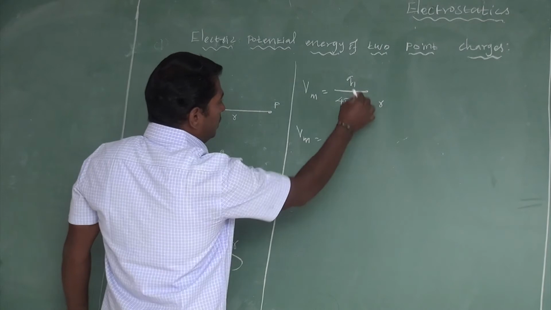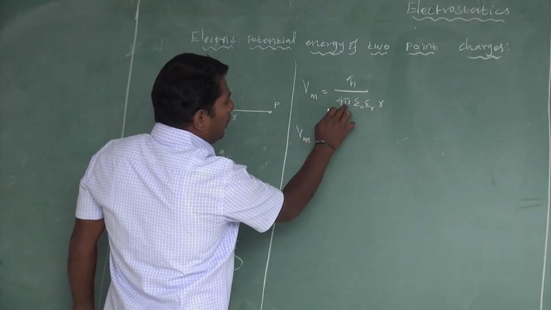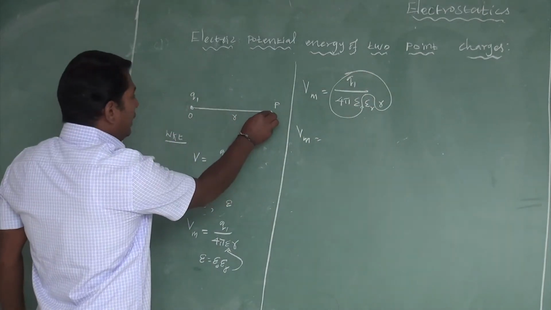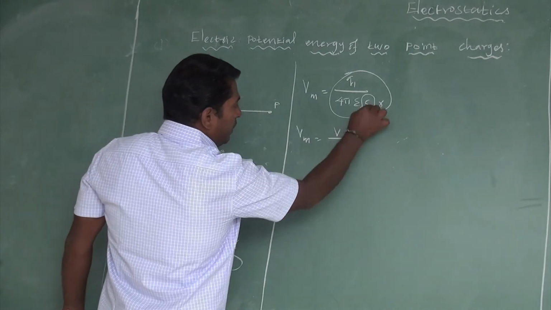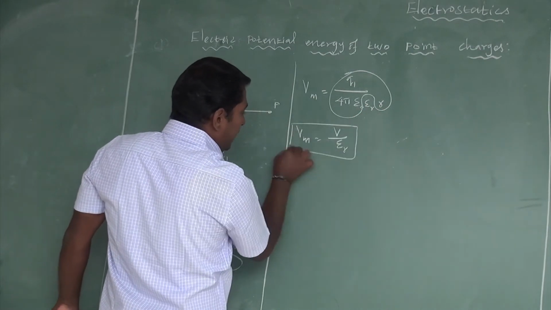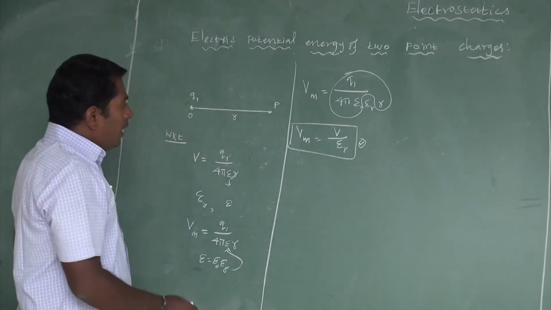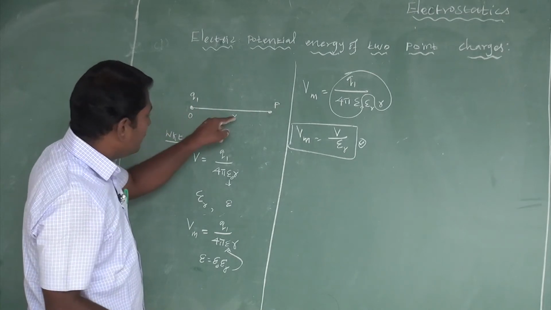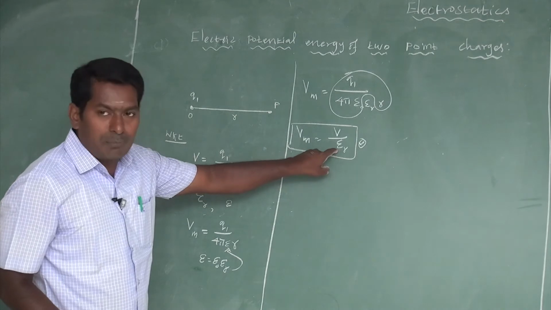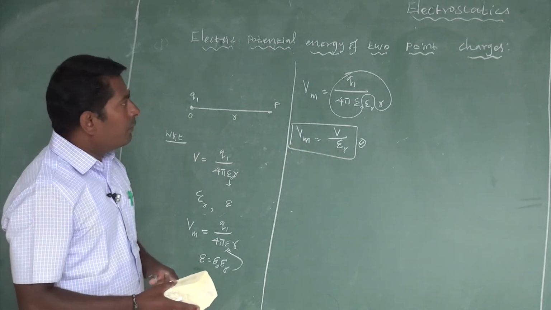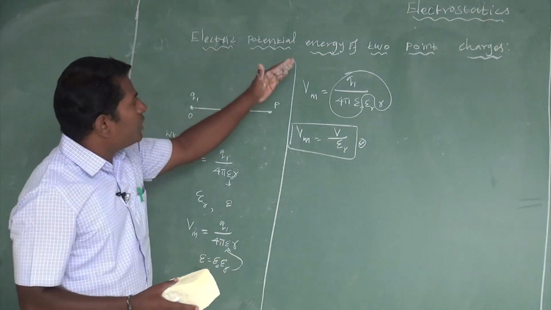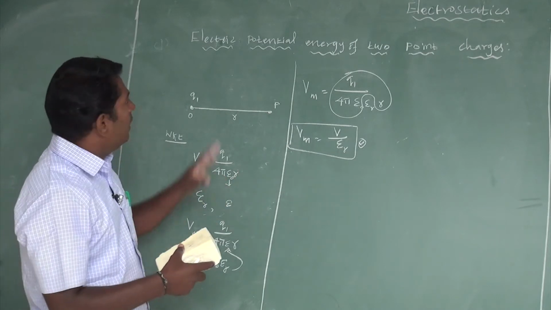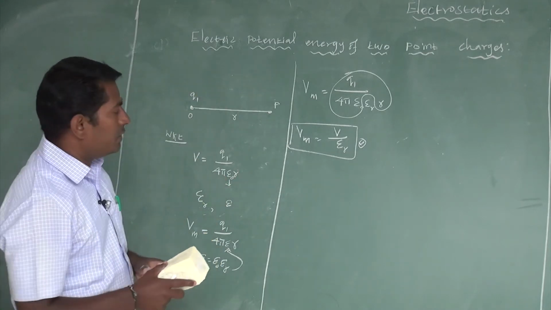So Vm, which is equal to Q1 divided by 4 pi epsilon naught R, is the electric potential produced by the point charge at a point P in air, divided by epsilon r. So from this equation we can conclude that in a medium, the electric potential produced by the point charge with the same magnitude at the same distance decreases by epsilon r times. But now we are going to see the electric potential energy of 2 point charges. This concept will be helpful to understand the topic electric potential energy of 2 point charges.